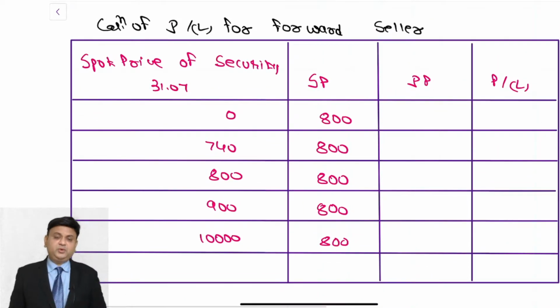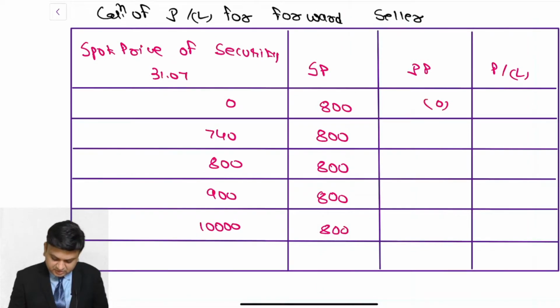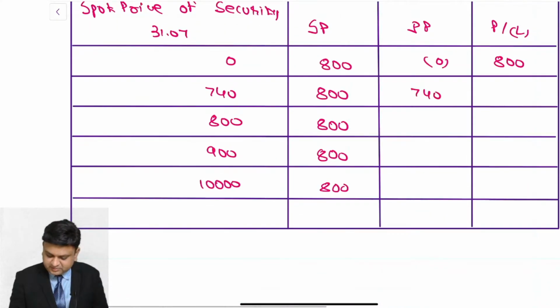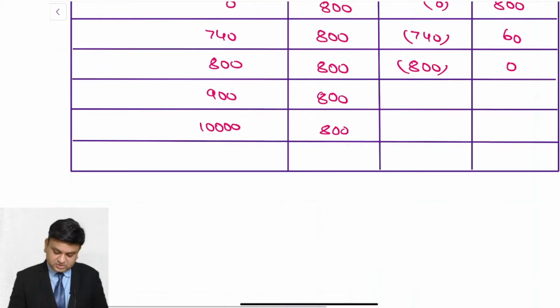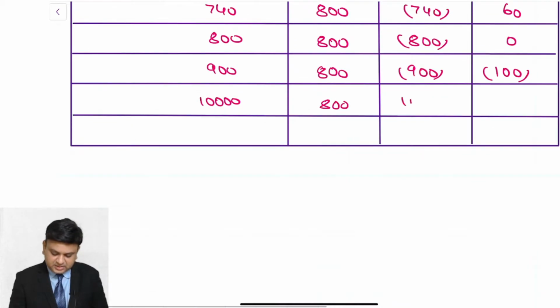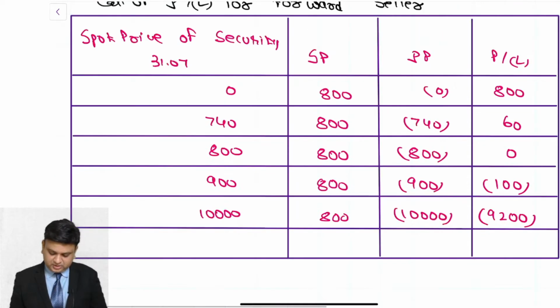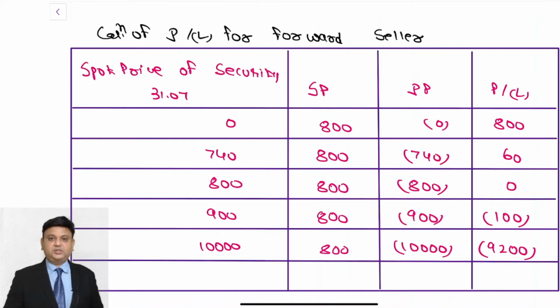What we are going to do, we are going to sell at the rate of 800 after purchasing it from the spot market. 0 is the purchase price, so in the first case there is a profit of 800. 740 is the purchase price, so 60 is the profit once again. 800 is the purchase price, no profit, no loss. 900 is the purchase price, there is a loss of 100 rupees. 10,000 is the purchase price, so there is a loss of 9,200. This is the way the profit or loss will be calculated for different spot prices.